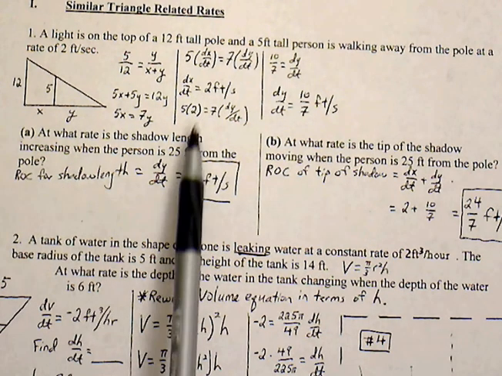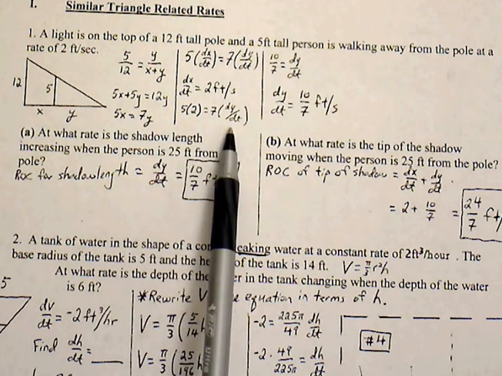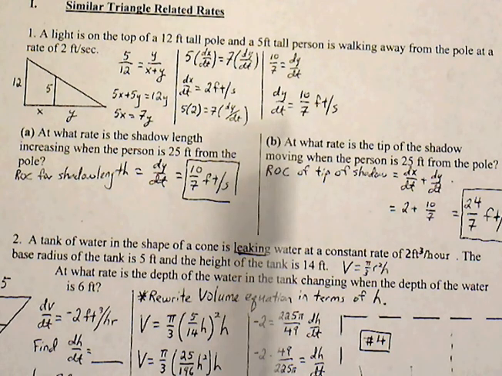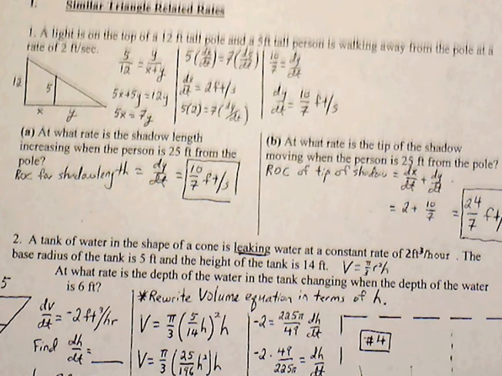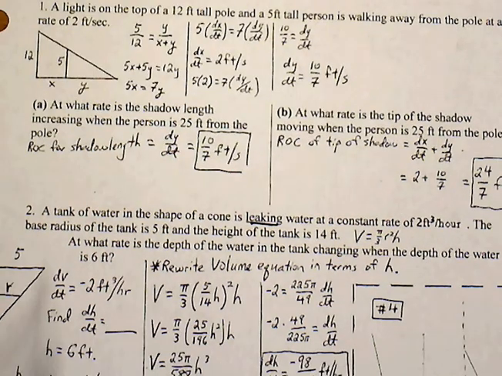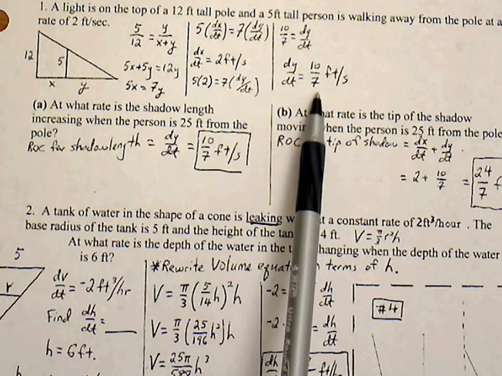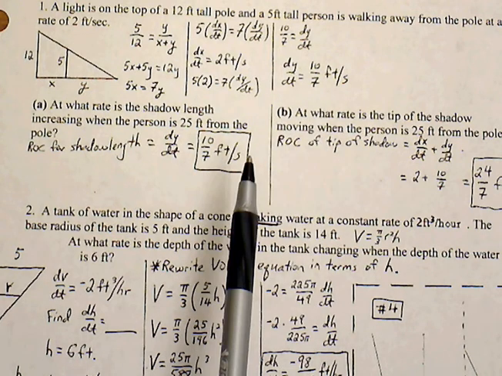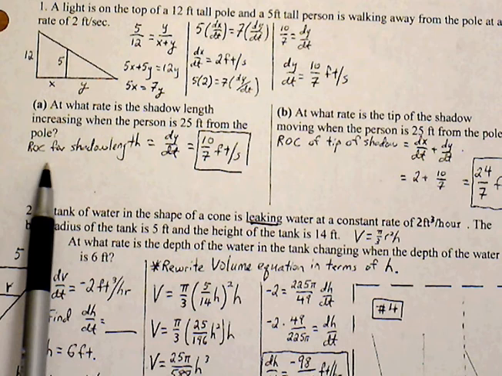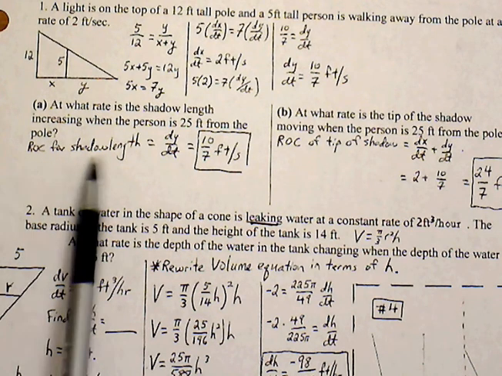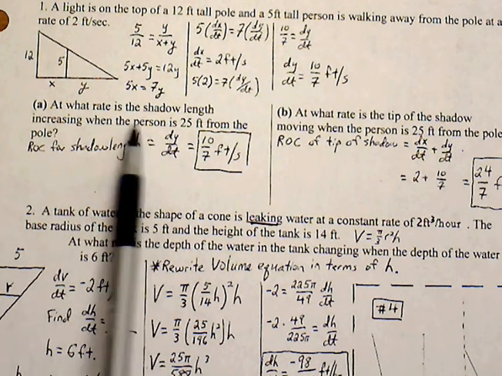So plug 2 in for dx/dt, we get 10 is equal to 7 dy/dt. We solve for dy/dt, and we get 10 over 7 feet per second. Now dy/dt is going to represent the rate of change for the shadow length for that person walking. So the rate of shadow length is simply dy/dt, and that's what part A is asking for, so it's just 10 over 7 feet per second.